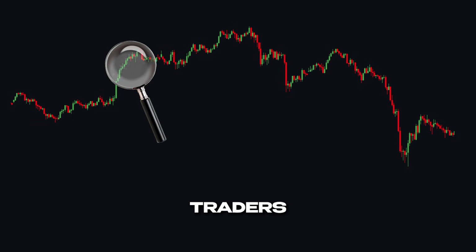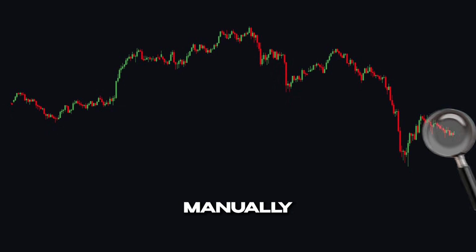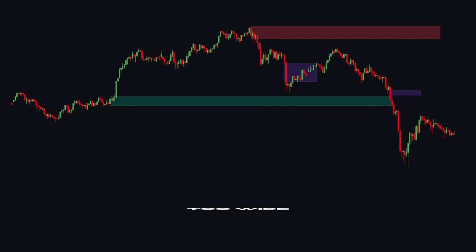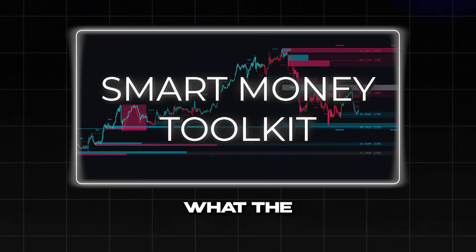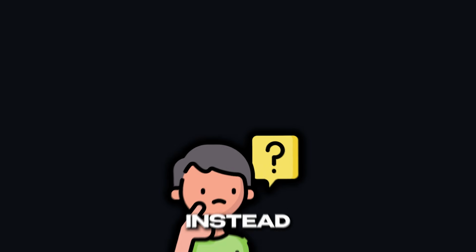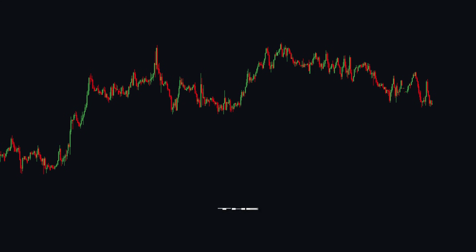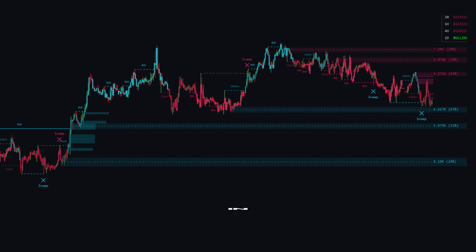The issue is that most traders try to spot these footprints manually. They draw order blocks late. They mark zones too wide. They miss key details like buyer and seller imbalance. That's exactly what the Smart Money Toolkit was built to solve. Instead of guessing where smart money might be, the toolkit highlights it directly on your chart in real time.